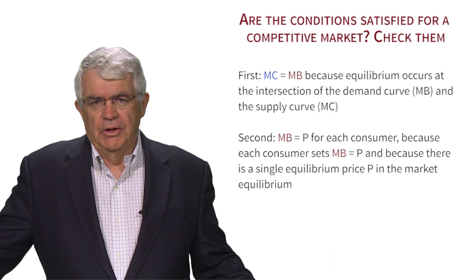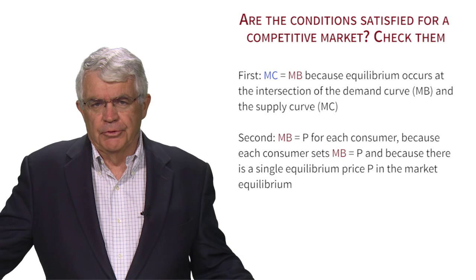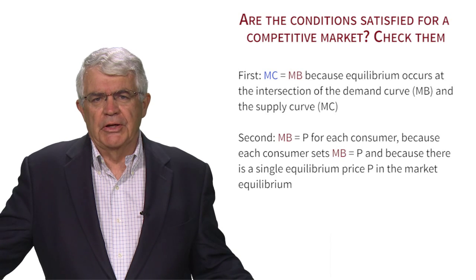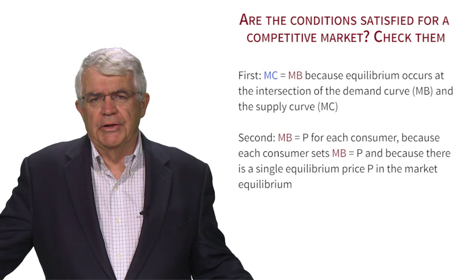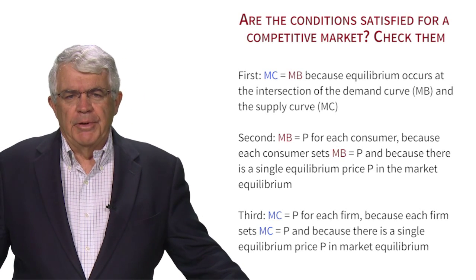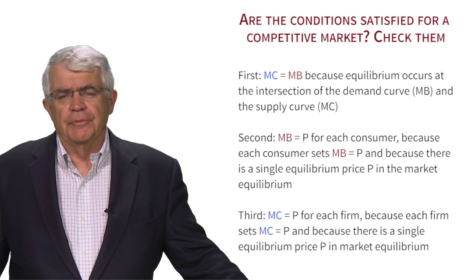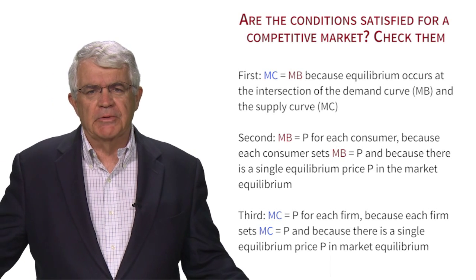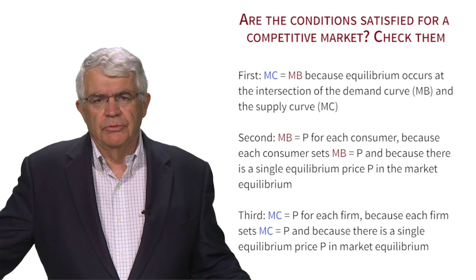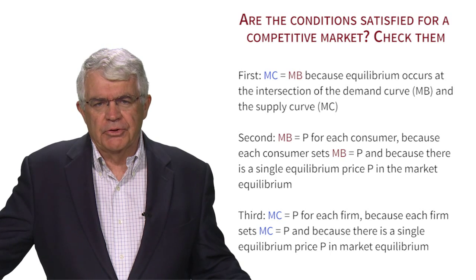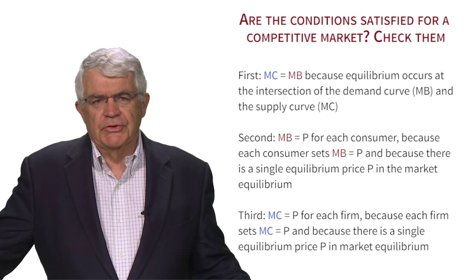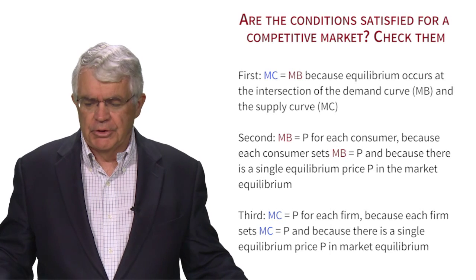So just to repeat, the marginal benefit equals the price for each consumer because each consumer sets the marginal benefit to the price, and because there is a single equilibrium price, we call it P, in the market. And then finally, in a competitive market, the marginal cost is equal to the price for each firm. That was the implication of the firms maximizing their profits. And the reason is that each firm sets marginal cost equal to price, and because there's a single equilibrium price in the market, all the marginal costs for the firms must be equal.